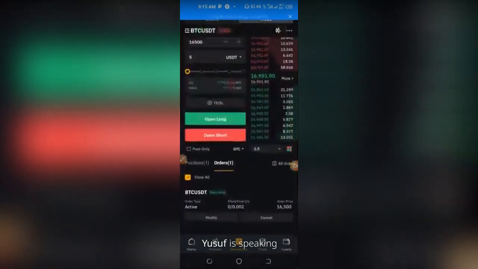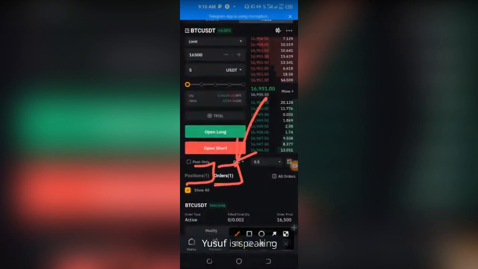But mind you, there are two things there. Look at this place. This place is showing position. This place is showing order. Order means that the trade is pending. The trade has not yet commenced. It is still a pending order. Before the trade will commence, the price must reach my order price, 16.5.